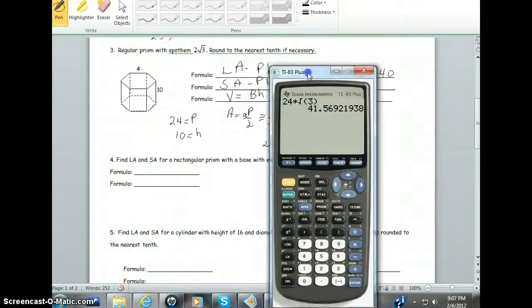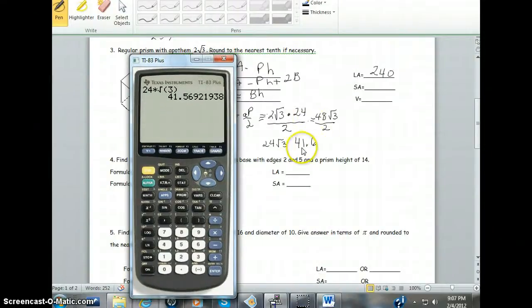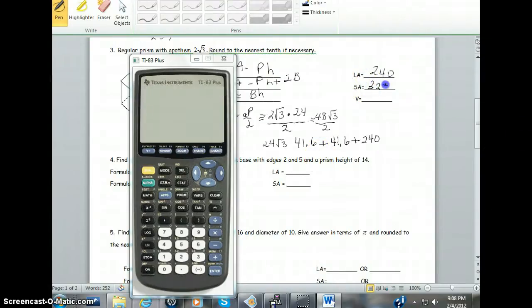So I'm going to move this over. I'm going to have 41.6 plus 41.6. And what else are we adding to that? Yes, we've got to add what our lateral area was, which is 240. So once we add all those figures, you can just enter it into the calculator. You should get a total surface area of 323.1. Round it off to the nearest tenth.